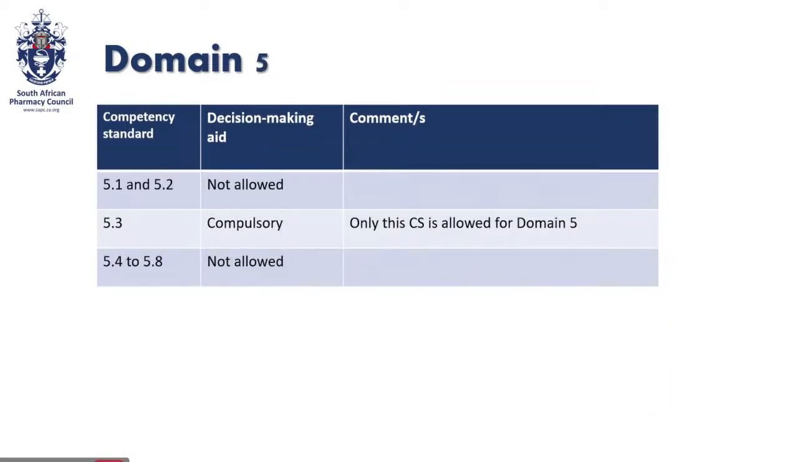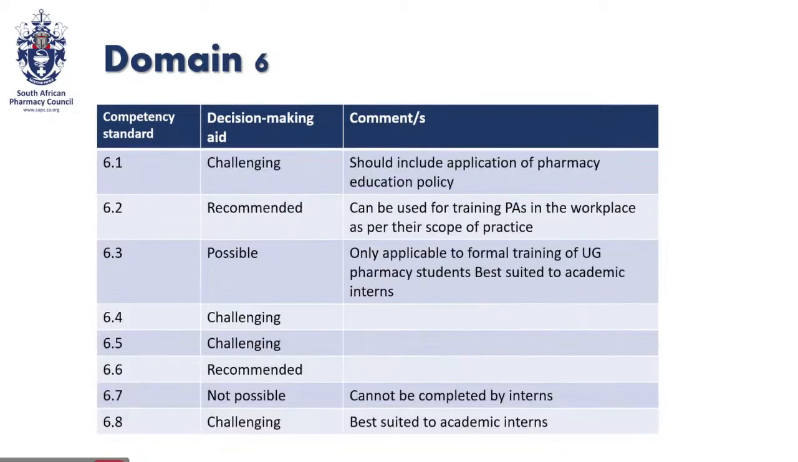Domain 5, there's only one. It's compulsory for all of you to do 5.3, so you are not allowed to select any of the other competency standards. And then domain 6, we recommend that you do 6.2, provision of training and education. And this is in a workplace. So this is where you will provide training and education to pharmacist assistants. Or then 6.6, which is research.